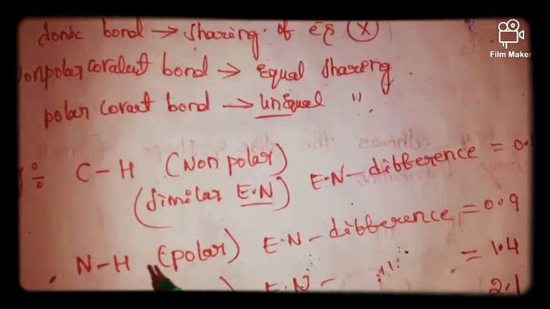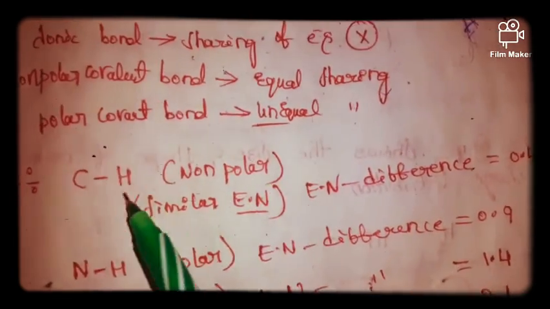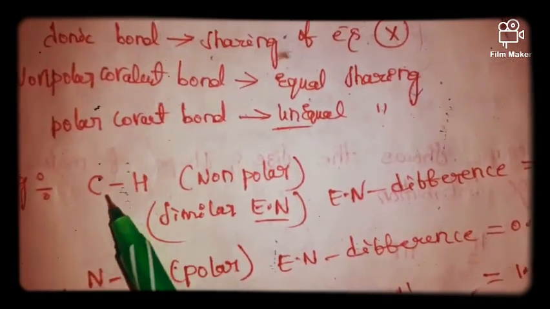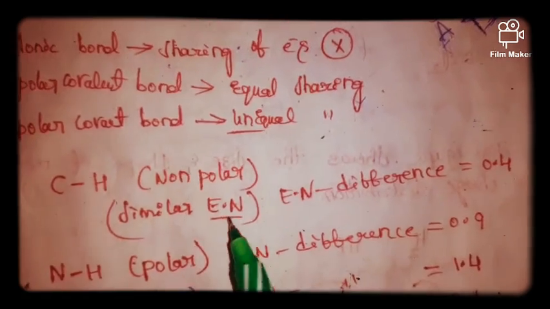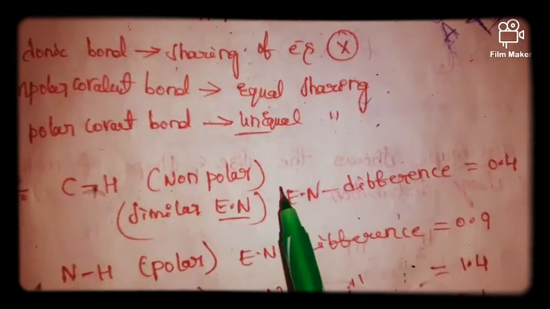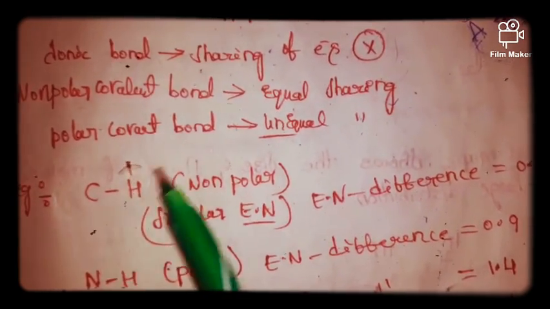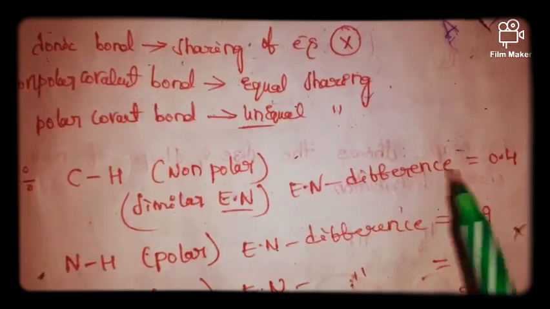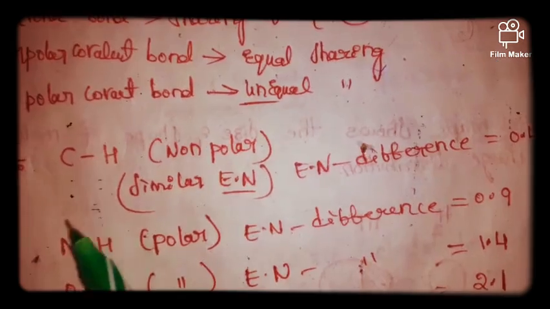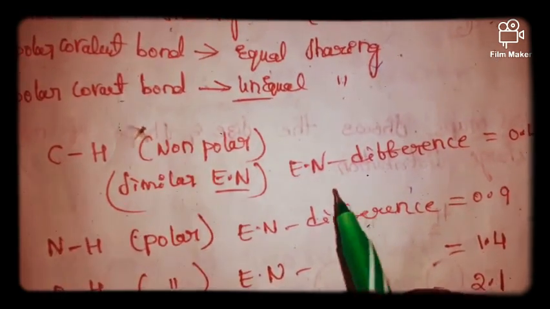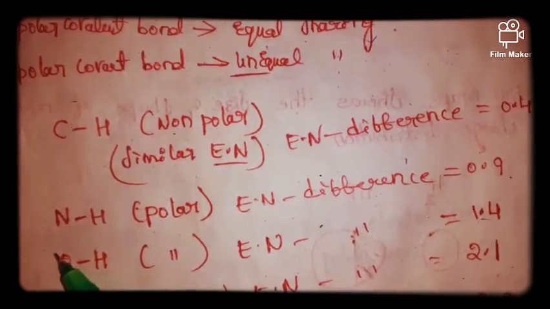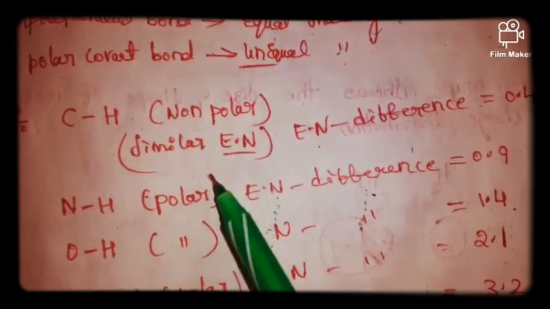Let us have a look at the non-polar. See, C and H. This is non-polar because the electronegativity difference is almost the same for these two. Non-polar means equal sharing of electrons is observed. In the case of N and H, there is an electronegativity difference of about 0.9, so this is polar. Here also, O and H, the electronegativity difference is about 1.4, so this is also polar.